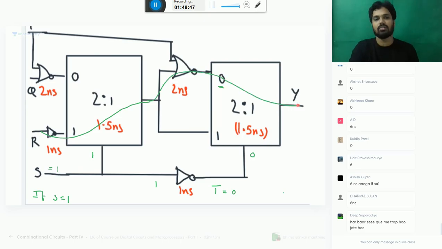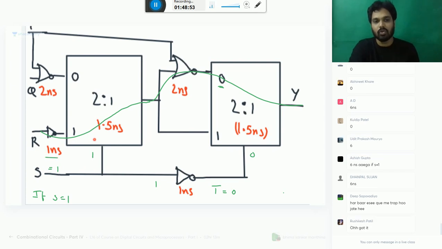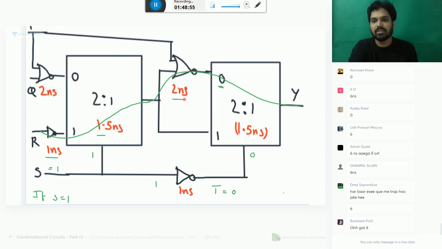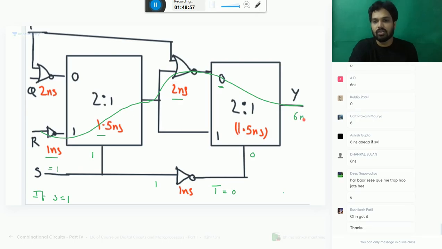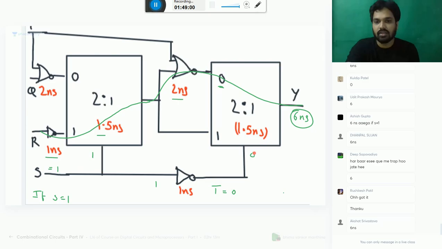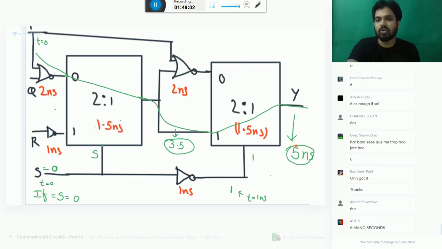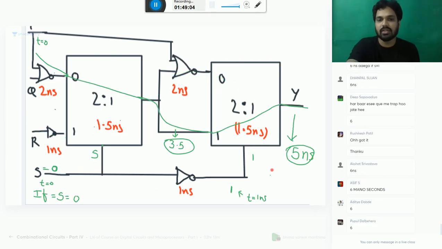This is your path. Now in this path, what is the delay? Just add it all: 1.5, 1, 2.5, 4.5 and 6 nanoseconds. So here 6, here 5. Take the maximum of both. That will give you your answer, 6.